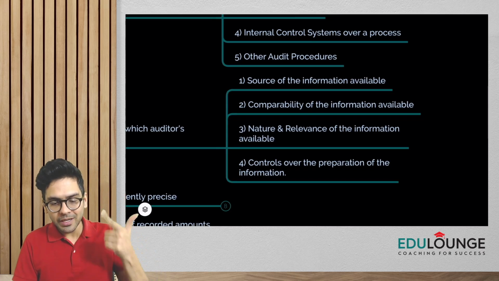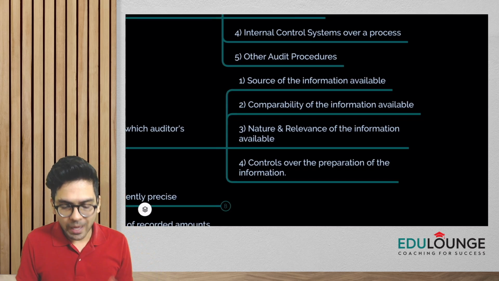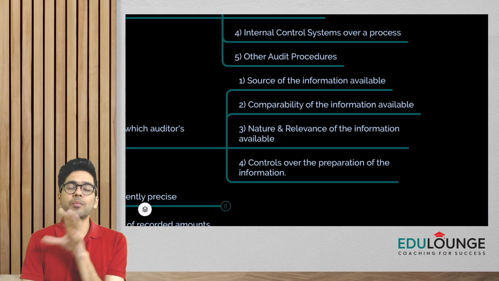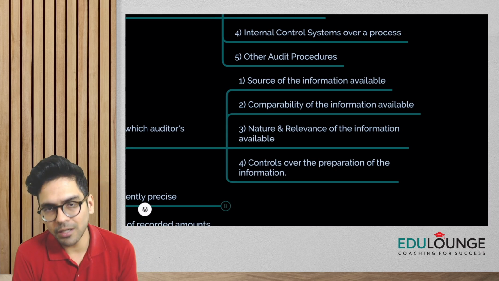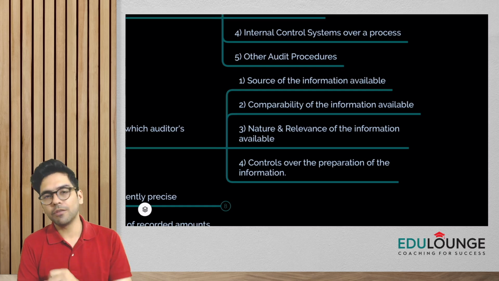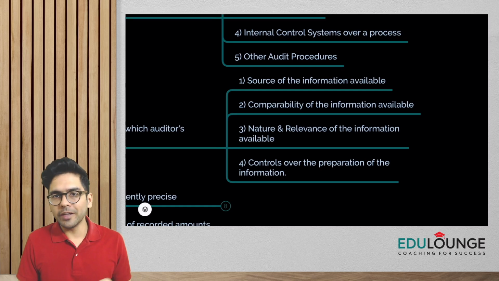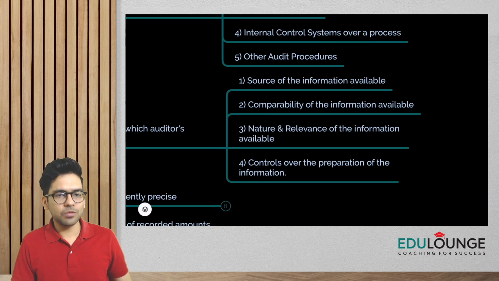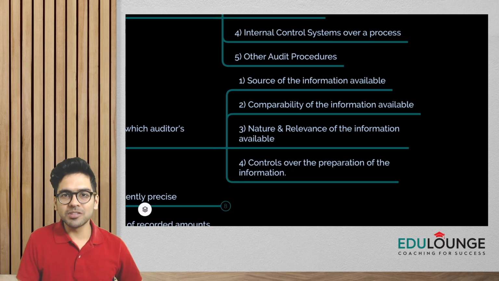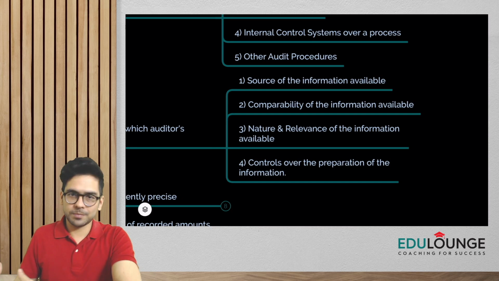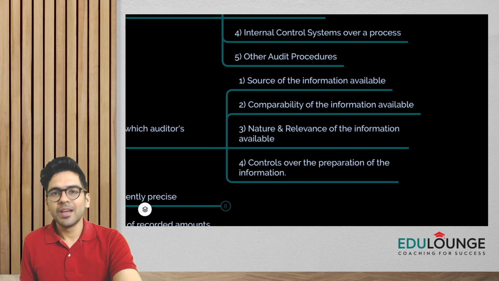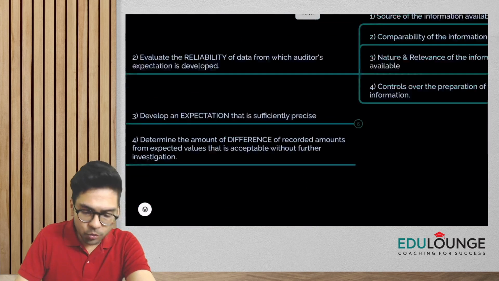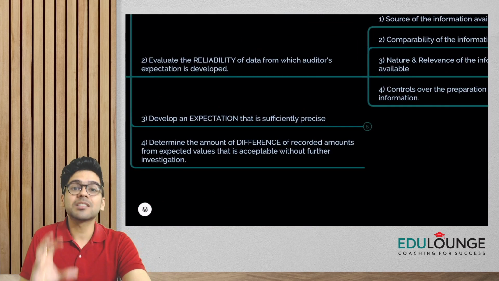So with respect to the reliability of data, guys, we have four points. Number one, source; comparability; the nature; and internal controls. You have to remember these four factors to be considered to know about the reliability of the data. Now I told you, guys, before you do a ratio, before you do an analytical procedure, you must have developed an expectation. Now this expectation has to be very much precise.